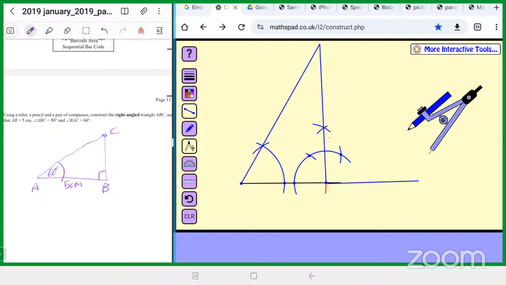That would be 90. So basically, right here will be 60 degrees. And right here would be 90 degrees. This point will be A. This point will be B right here. And up here will be C.